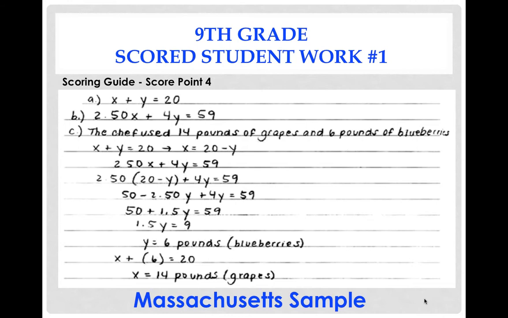And then C says use your answers from parts A and B to determine the number of pounds of grapes and the number of pounds of blueberries the chef will use to make fruit salad. Show or explain how you got your answer. So let's look at this student's work. It says the chef used 14 pounds of grapes and 6 pounds of blueberries.